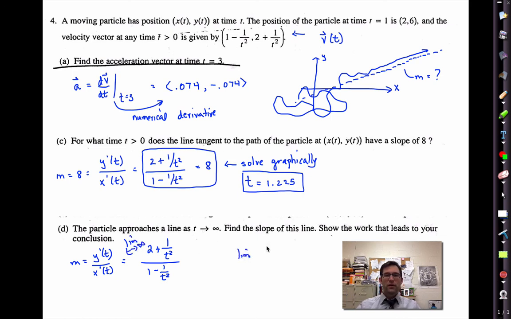Now, I always advise my students to understand what's changing and what isn't. And what's changing are these terms 1 over t squared. As t goes to infinity, 1 over t squared goes to 0. So this goes to 0, and this goes to 0. So we end up having 2 plus 0 divided by 1 minus 0. So the slope eventually heads to 2. So it approaches a line with a slope of 2. I don't know what its y-intercept is, but it approaches a line with a slope of 2, that's awesome.